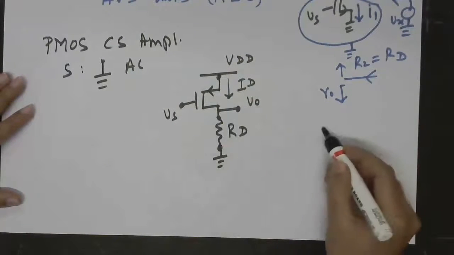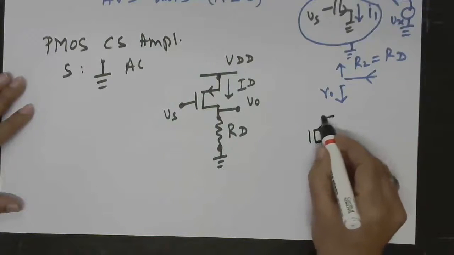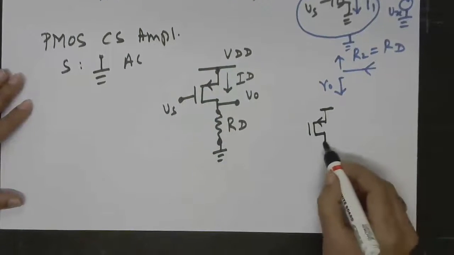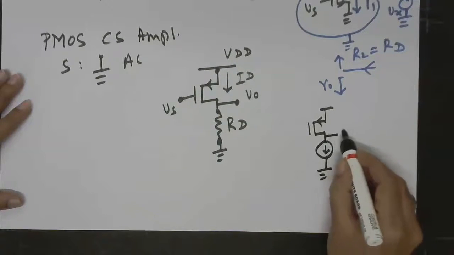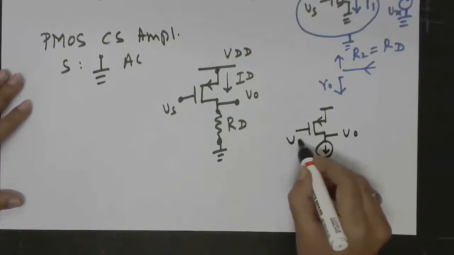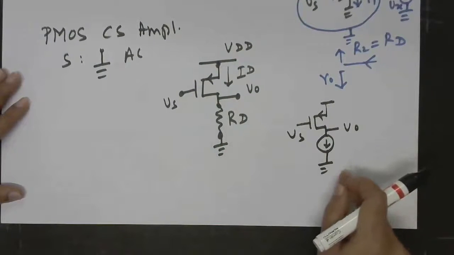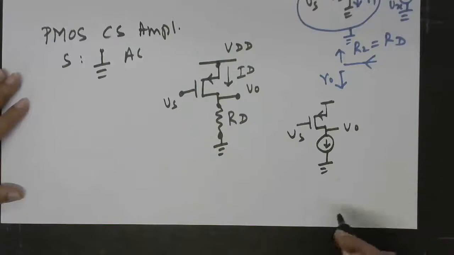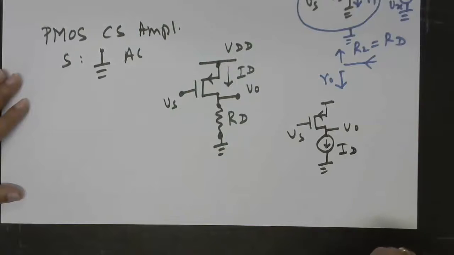Now its current source version can also be implemented simply by substituting this RD by a current source like this and taking output in this way. So this is the common source, PMOS common source using current source biasing or current source load.